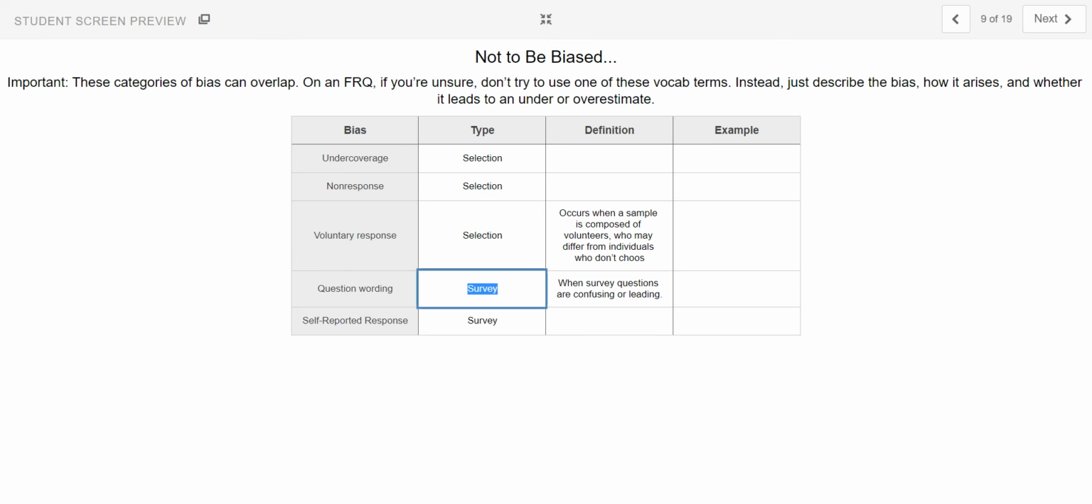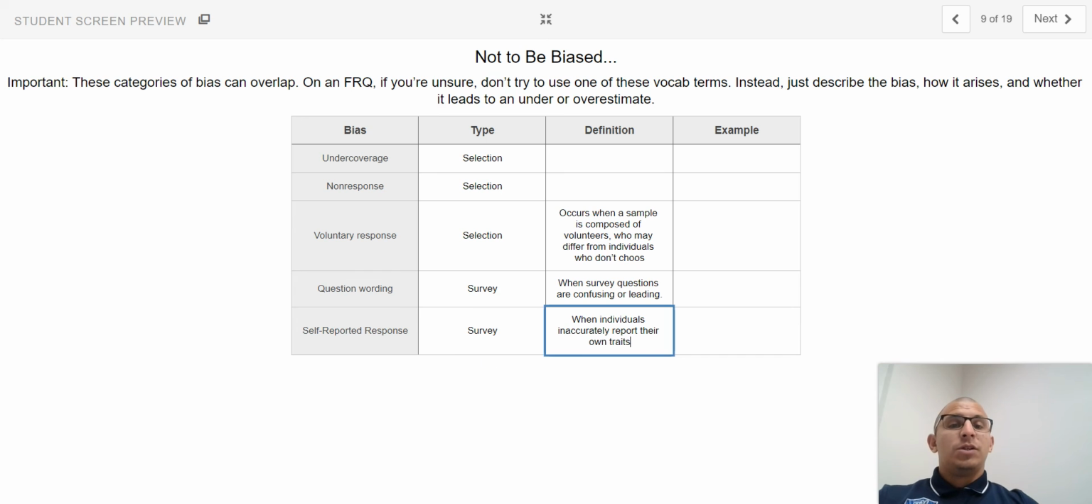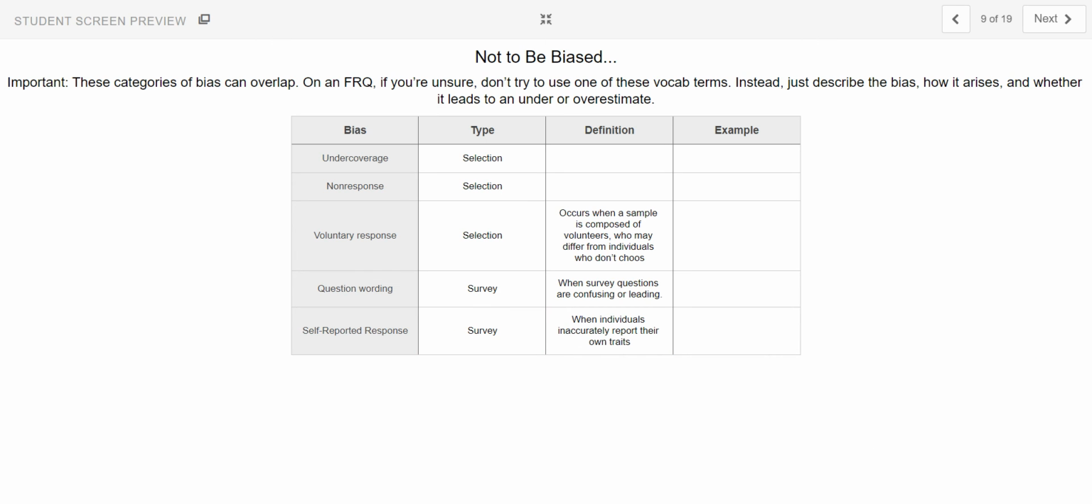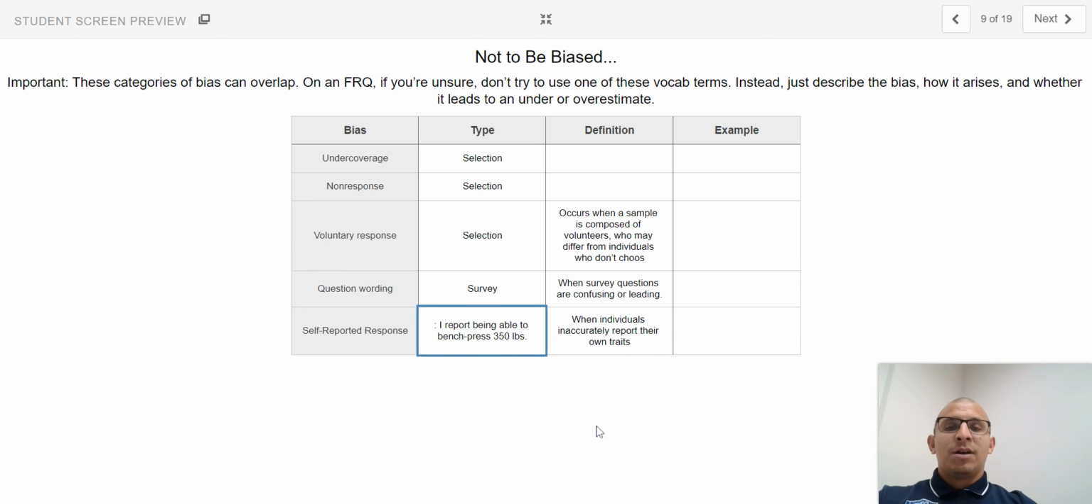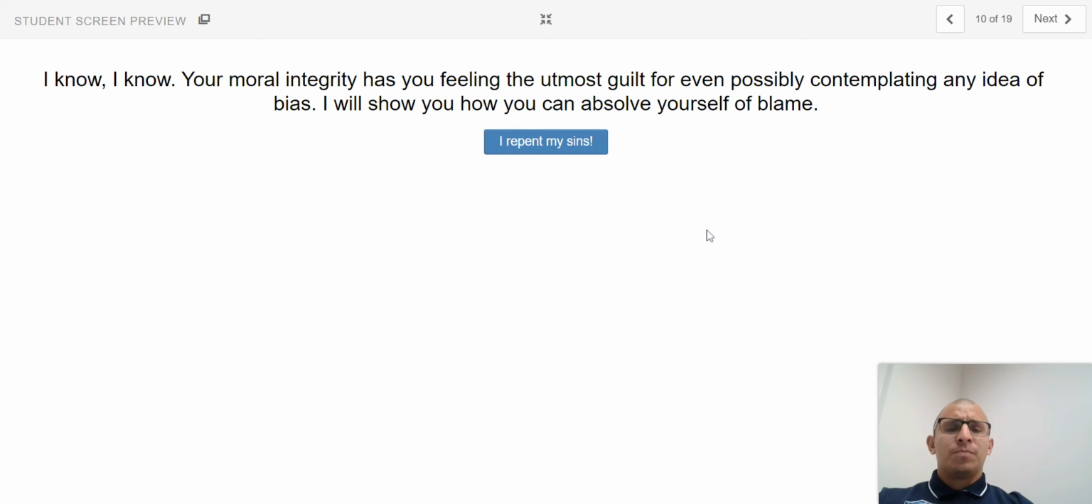Self-reported response bias boils down to when individuals inaccurately report their own traits. Take myself, for instance. I consider myself a pretty strong person, but I wouldn't say that I am a bodybuilder. But this would be similar to me reporting that I am able to bench press 350 pounds. While I wish I was able to push that much weight, I am unable to. But obviously, humans are humans and sometimes provide us with inaccurate data. So make sure you enter that into your graphic organizer so that you have a little tip sheet that you can reference moving forward.